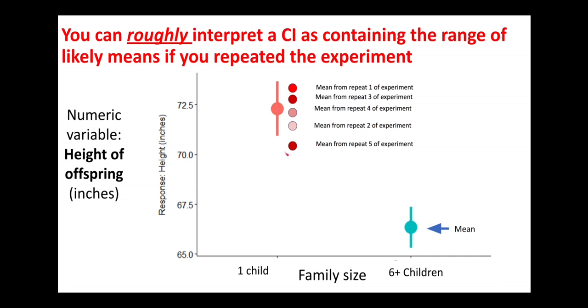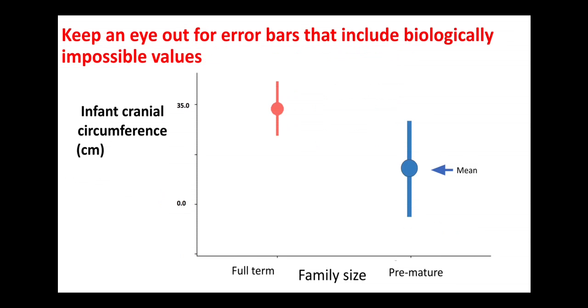However, it's always possible that a value for the mean will fall outside of the confidence interval, and it's even possible that it'll fall far outside of the confidence interval. Data always varies, and especially in biology, things can always end up being different than your first experiment indicates. One thing to keep an eye out for anytime you're looking at data is to see if the error bars exceed biologically impossible values.